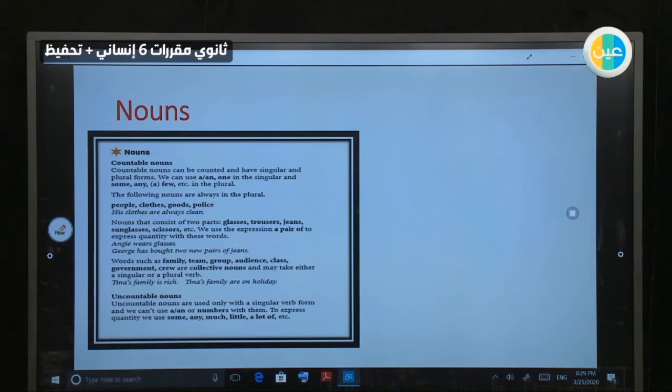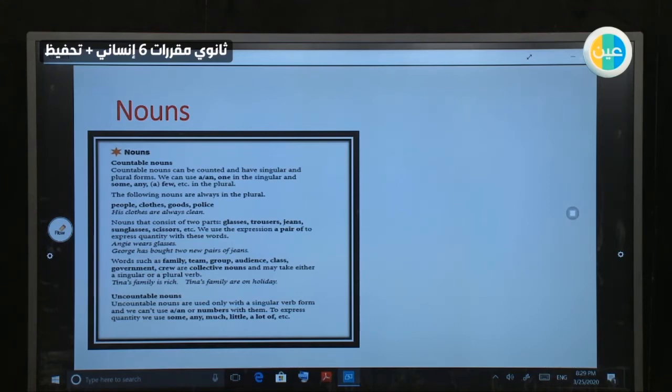There is no singular form of people. Clothes, goods, police. Police are plural. Remember this, okay? And some words like glasses, trousers, jeans, sunglasses, scissors, okay? These are plural all the time. Glasses are, police are, clothes are.